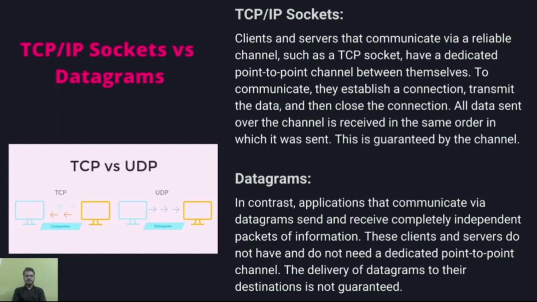Whereas in datagrams, applications that communicate via datagrams send and receive completely independent packets of information. These clients and servers do not have and do not need a dedicated point-to-point channel. The delivery of datagrams to their destinations is not guaranteed. So we can say that TCP/IP sockets are more reliable as compared to datagrams. This is the main difference between these two.